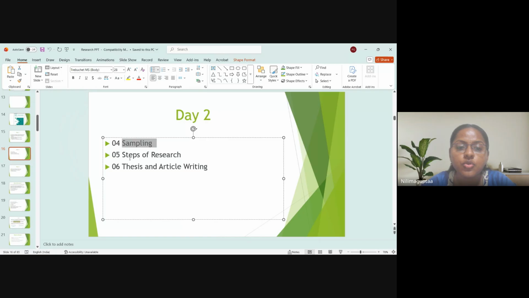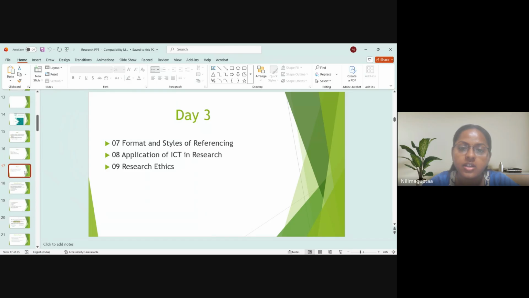Then we will be doing the steps of research. What are the steps, how we have to do that, what is a thesis, and how do we do article writing. That will be tomorrow. And the last day we will be doing formats and styles of referencing, what the modern applications used in ICT and research are, and what research ethics is. So this is a brief overview of what we will be covering in the next 3 days.